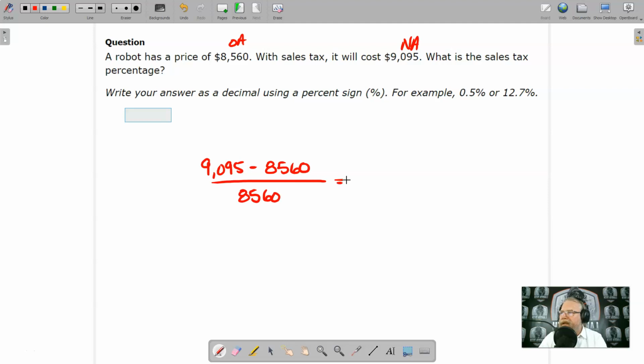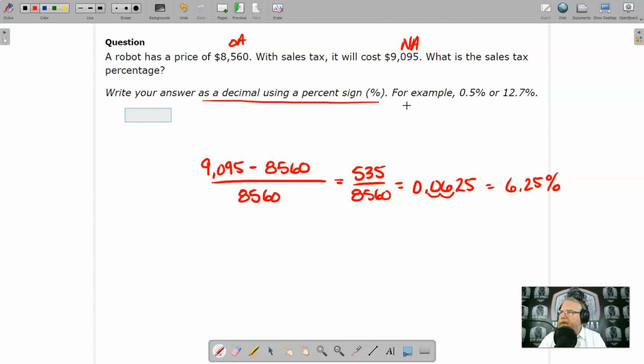So let's find the difference of 9,095 and 8,560. It's going to be a difference of 535. Bring our denominator of 8,560 over. Now let's divide that out, and I'm going to get 0.0625. Let's move that decimal over 2 places. So we have 6.25%. Now the directions say to write it as a decimal, so they want the whole thing here.